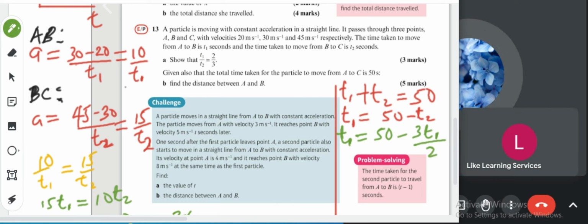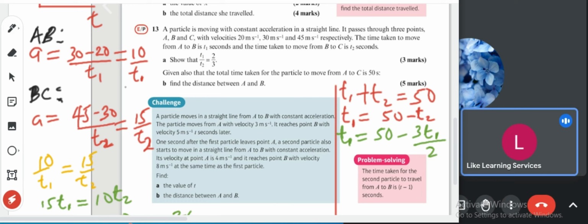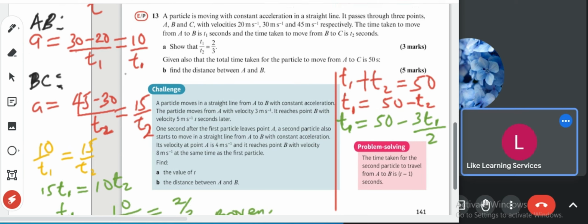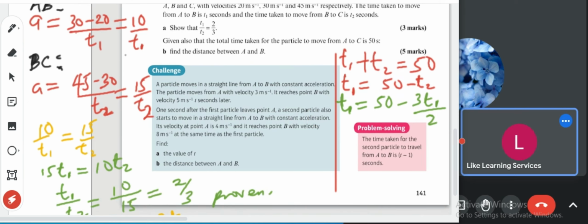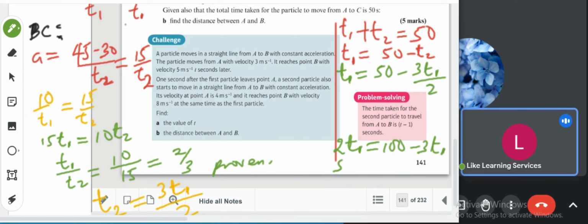Alright, so let's solve this equation to get T1. Solving this, we now have 2T1 is equal to 100 minus 3T1. So this will give us 5T1 is equal to 100. That gives us T1 is equal to 100 over 5, which is 20. I'm just solving this equation.